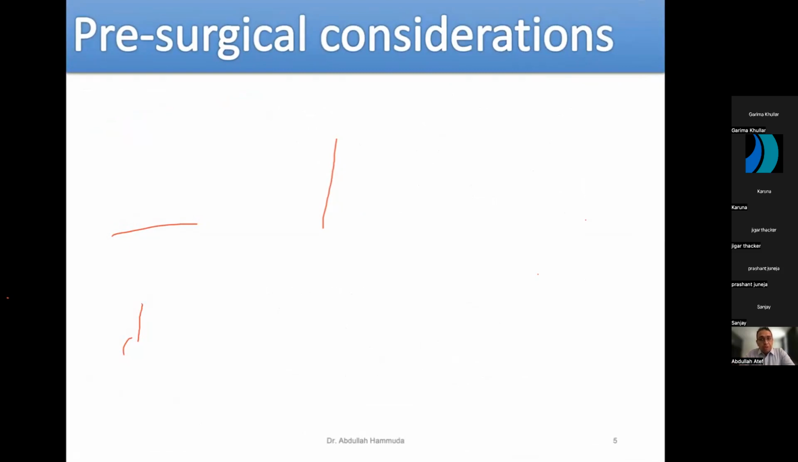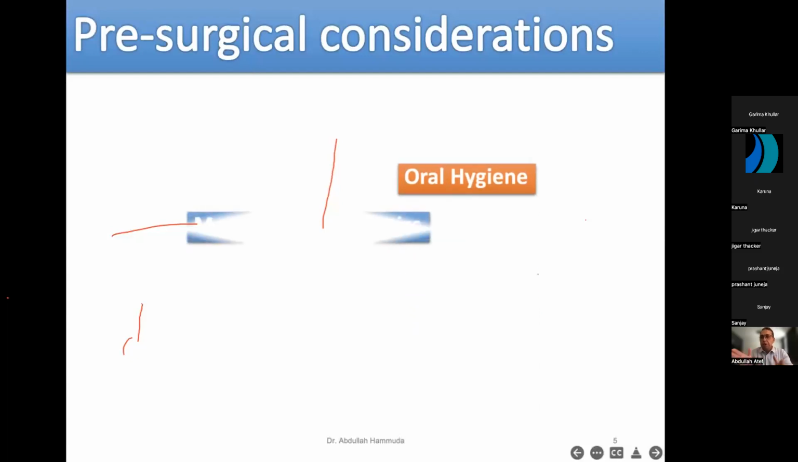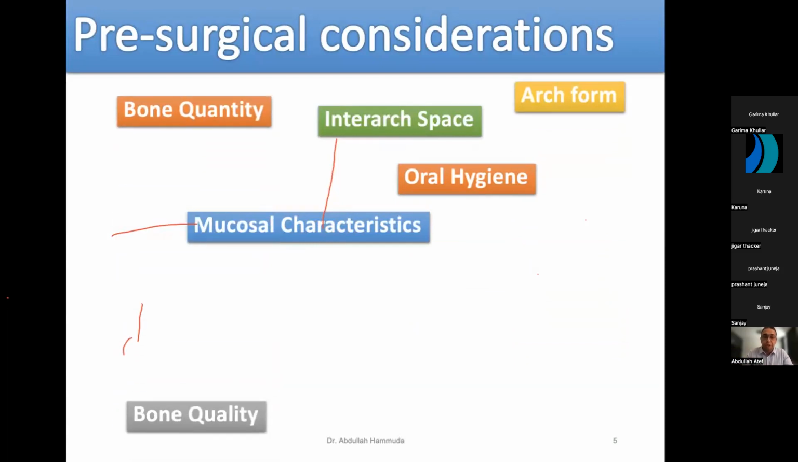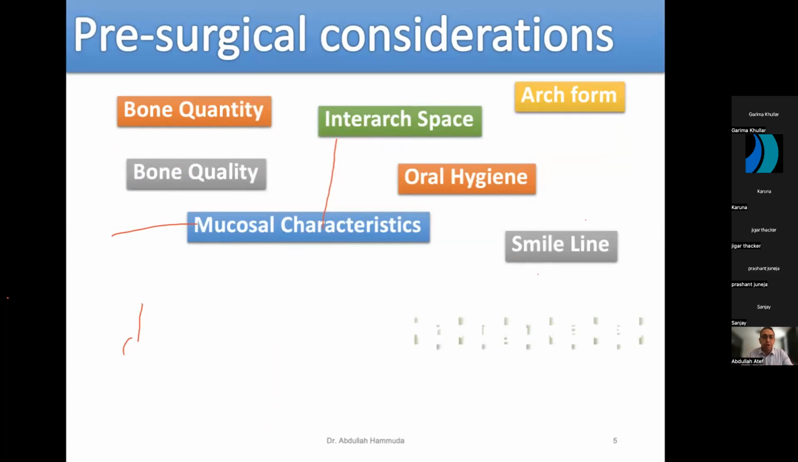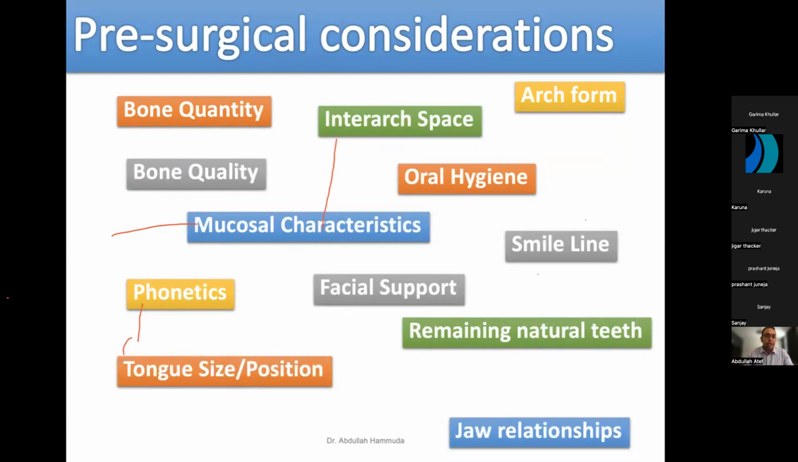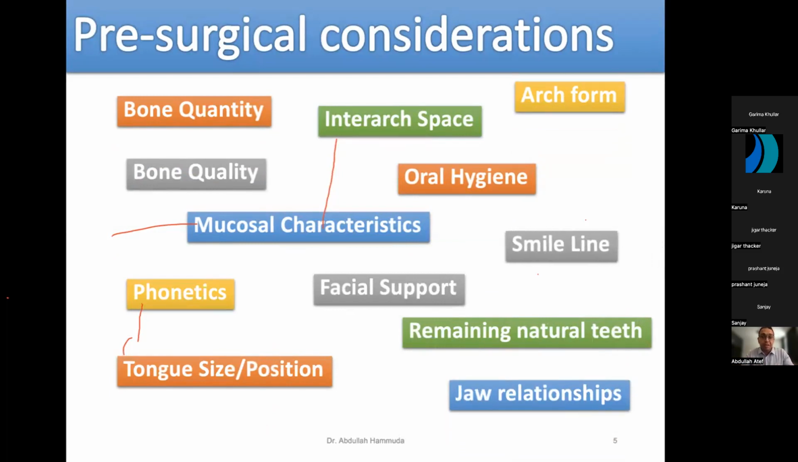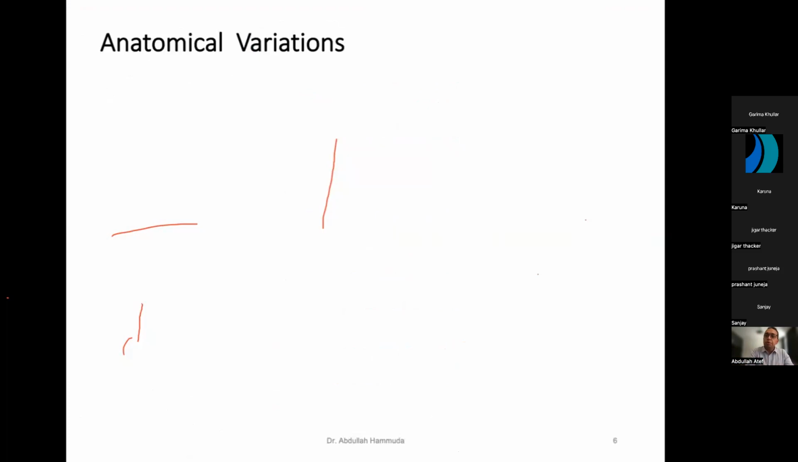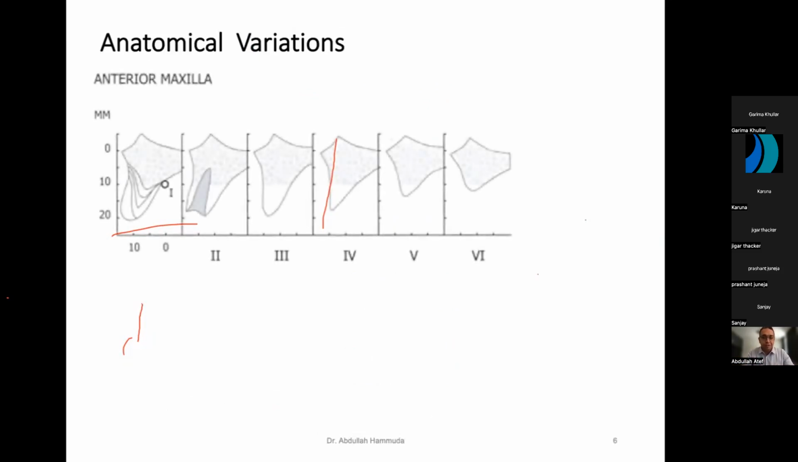We always start with the pre-surgical considerations. They start with oral hygiene, which is normal for all cases, then mucosa characteristics, interarch space, arch form, bone quantity and bone quality, assessment of the smile line, assessment of the remaining natural teeth, assessment of the facial support, labial and cheek support, phonetics, tongue size and position, which is very important, in addition to the jaw relationship. The anatomical variation consequent to bone loss in the maxilla and mandible is different, as we said before.